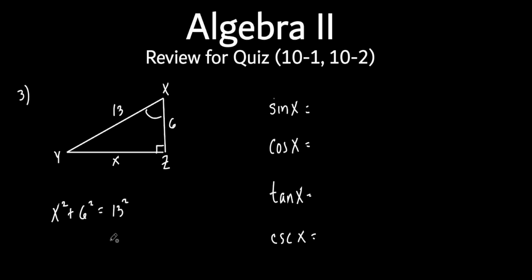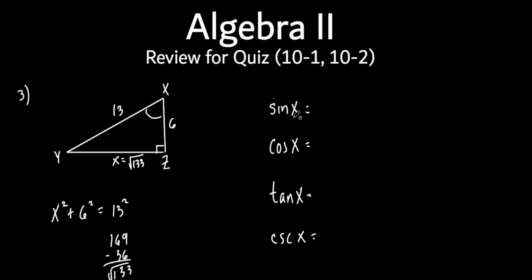13 squared is 169. And then subtract 6 squared, which is minus 36. 169 minus 36 is 133. Take the square root. So x is the square root of 133. Weird looking number, but it's fine. It's an okay number, just not our regular looking numbers. So now we got all 3 sides. That was the hardest part of that problem, just doing the Pythagorean theorem.